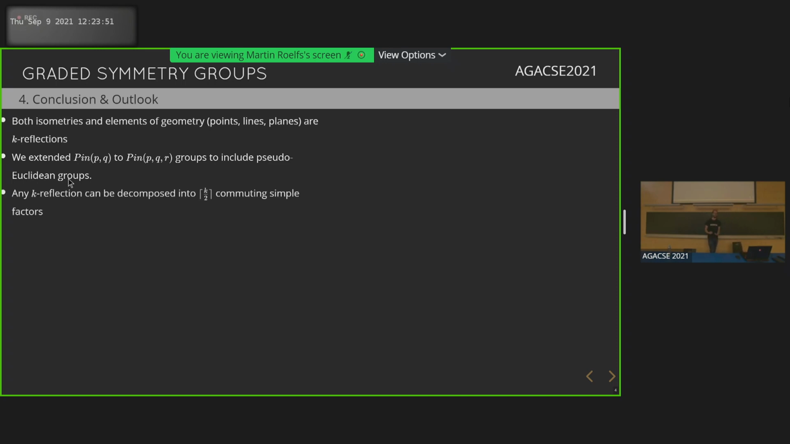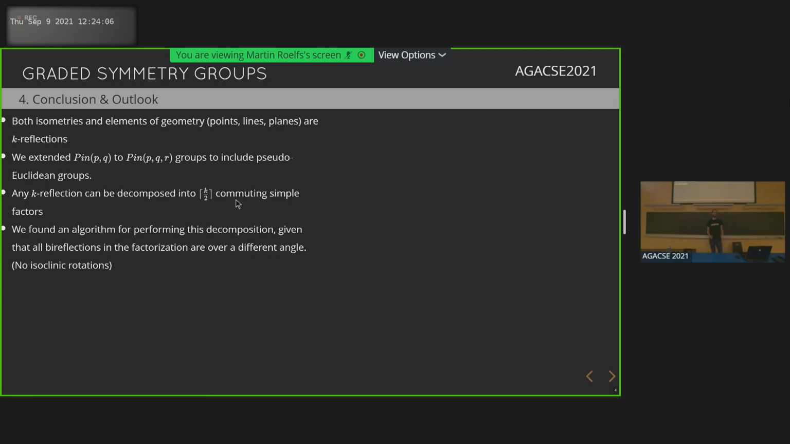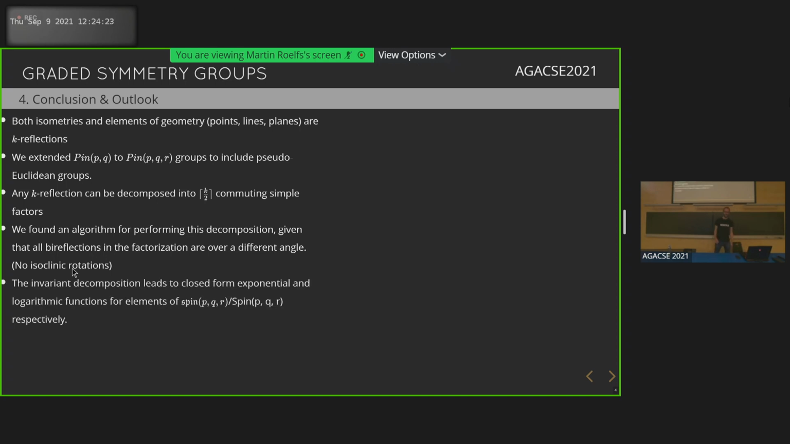Any k reflection we found can be decomposed into k over 2, ceil k over 2, commuting simple factors, which could be either all bireflections or bireflections and one reflection. And we found an algorithm for performing this decomposition, which works in all cases except when you have degenerate eigenvalues, so not for isoclinic rotations. But otherwise, all the cases are covered. And so what this invariant decomposition enabled us to do in the first place was to give descriptions for closed form exponential and logarithmic functions for elements of spin PQR, the Lie algebra, or for the group spin PQR, respectively.